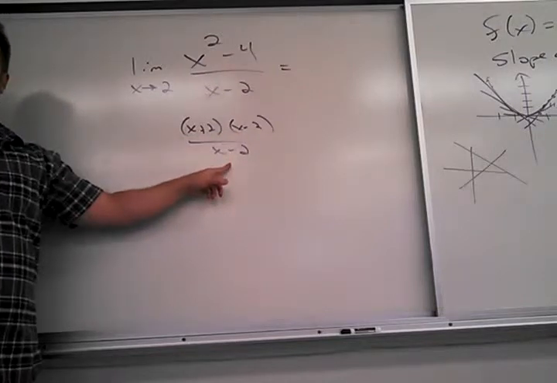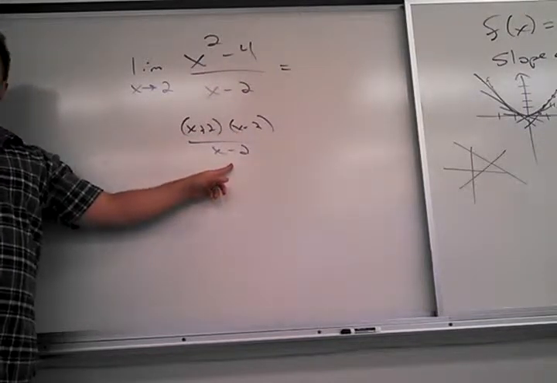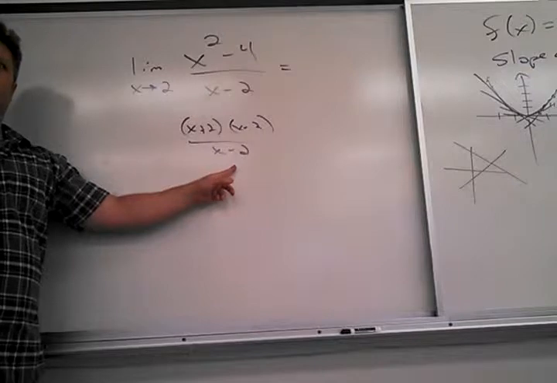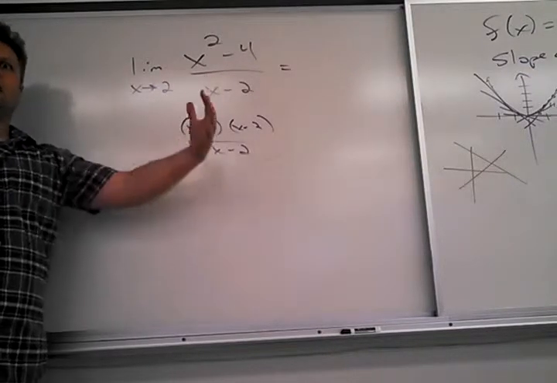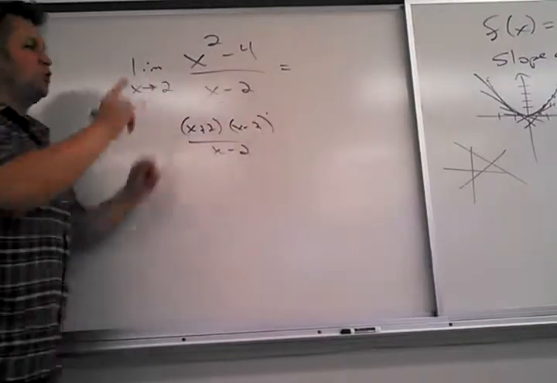0 over 0 is actually called indeterminate. Oh yeah, we're going to see some of that later this semester. And it's like undefined to the next power. It's crazy. But what's beautiful about limits?